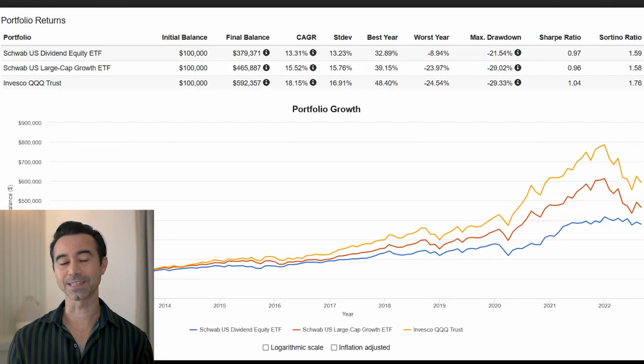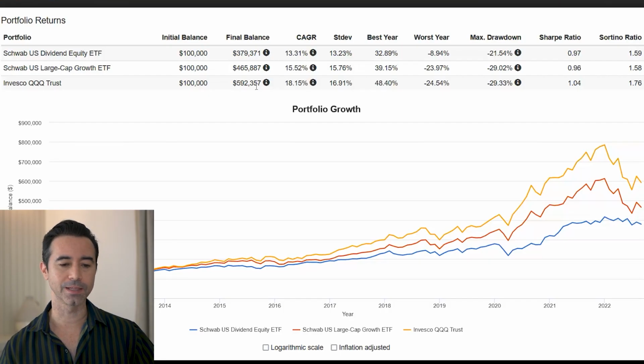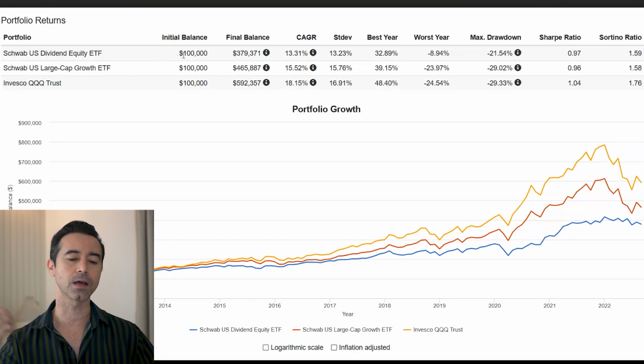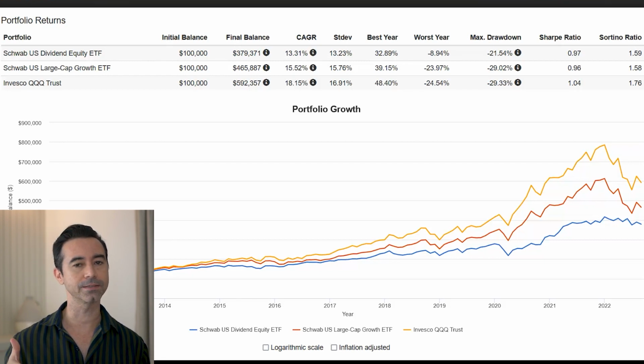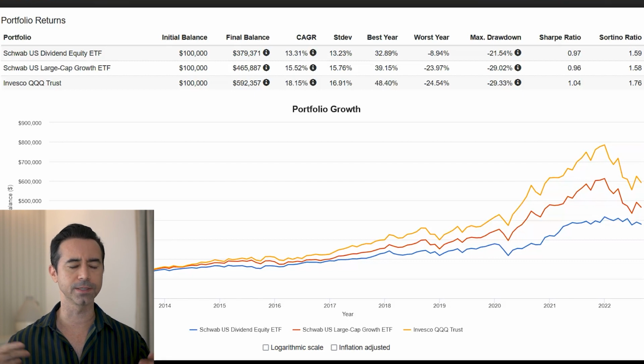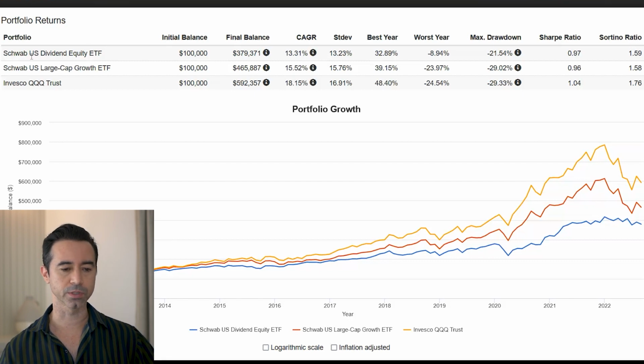Here we're looking at a backtest going back to December of 2011. What if you invested $100,000 back then, what would it look like? This is what these numbers look like: SCHD, SCHG, triple Q. SCHD grows to $379,000, SCHG to $465,000, triple Q to $592,000, and the compound annual growth rates are here.